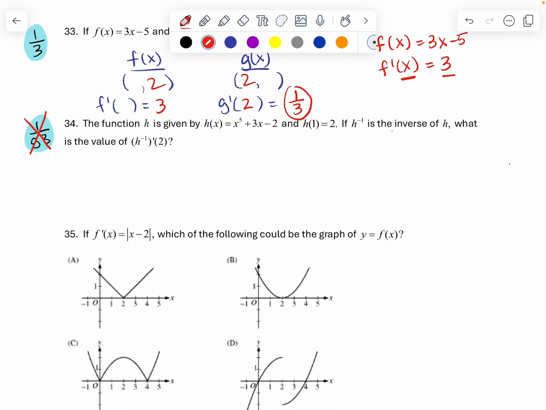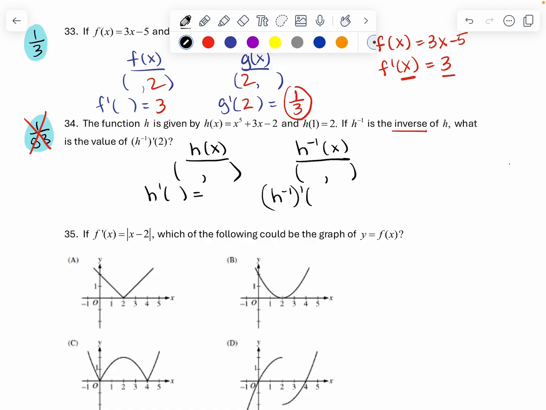Okay, but again, I have inverses, so let's do our little template. So I have H of x this time. Then I have H inverse of x. And let's do a point, and H prime equals, and H inverse prime equals. All right, do I have a point? Yes, I do. It says that H of 1 is 2, which means this is 1, this is 2, this is 2, this is 1.